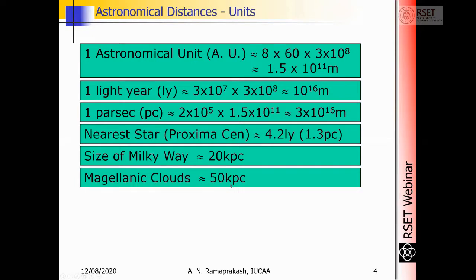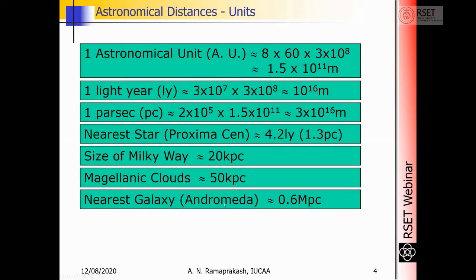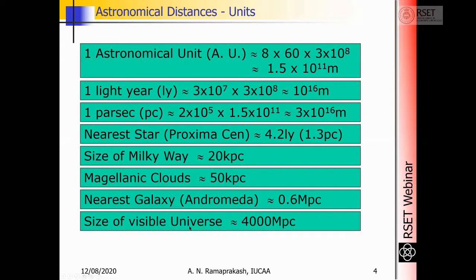If you take the distance to the nearest galaxy, which is called Andromeda, it's almost a megaparsec, another factor of 1,000 larger. So interstellar distances are typically parsecs. Intergalactic distances are megaparsecs, and galactic sizes are of the order of kiloparsecs. Now, if I take the size of the visible universe today, it is another factor of 1,000, like 4 gigaparsecs. So you can see that these distances are amazingly, astonishingly large.